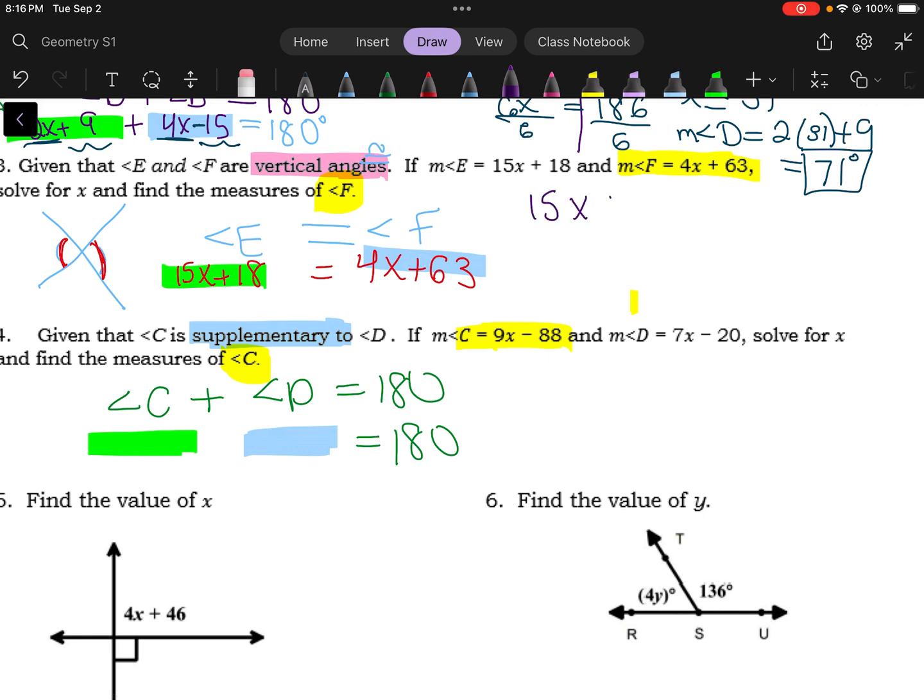I have 2 sets of variables and I have 2 sets of numbers. So if I move this 4x over by subtracting, I need to move this 18 over also by subtracting. So subtract and combine that way. So 15 minus 4 is 11x. And 63 minus 18 is 45.